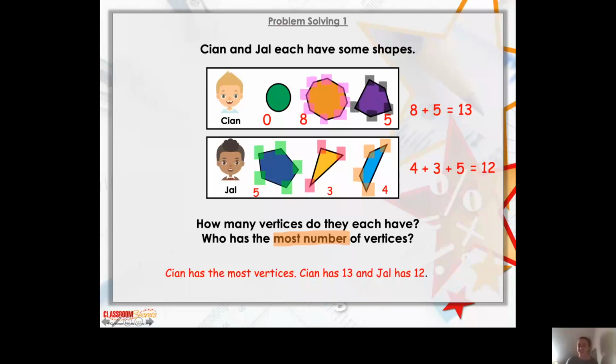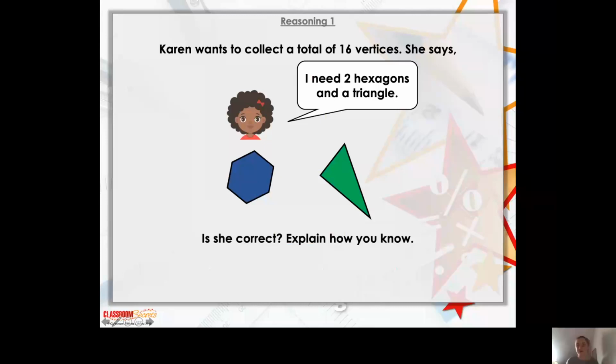Now let's have a look at our next problem solving question. So here we have a girl called Karen, and Karen wants to collect a total of 16 vertices. And she says, I need 2 hexagons and a triangle. Okay, now let's have a look at how many vertices the hexagon has.